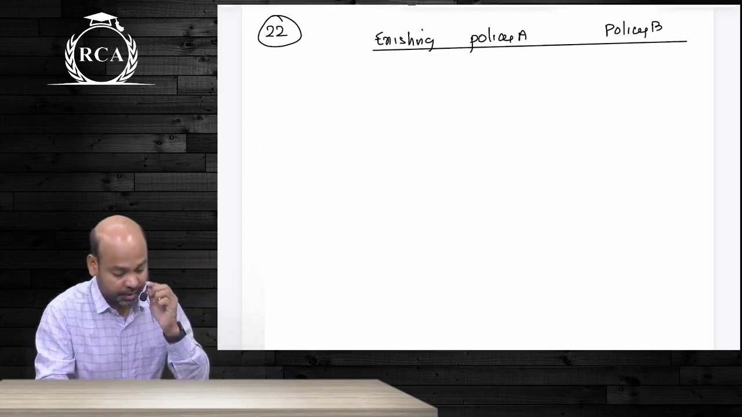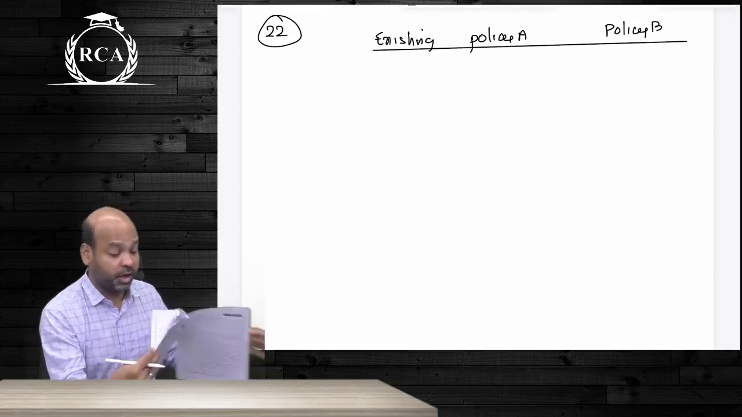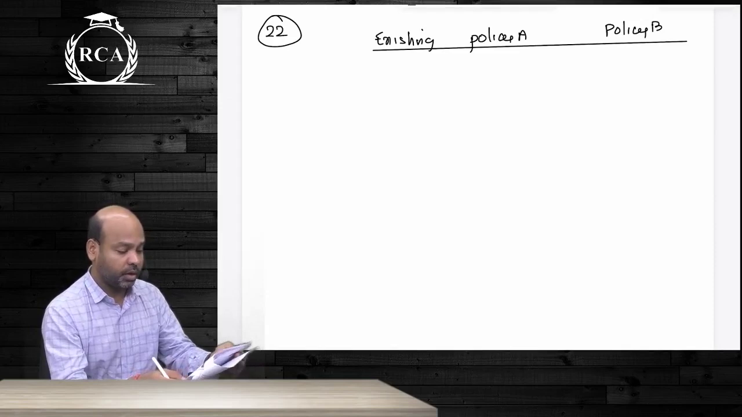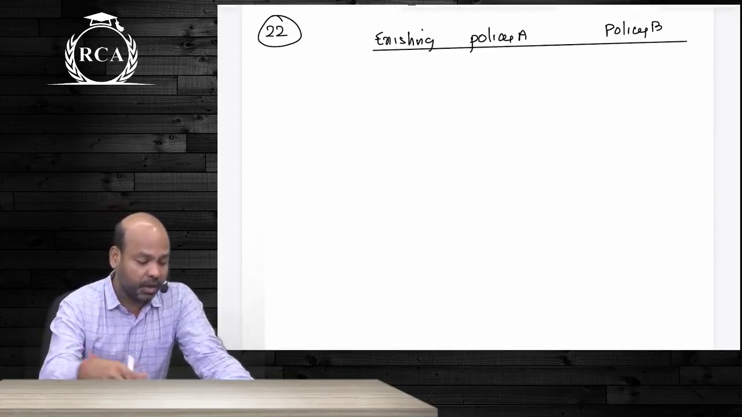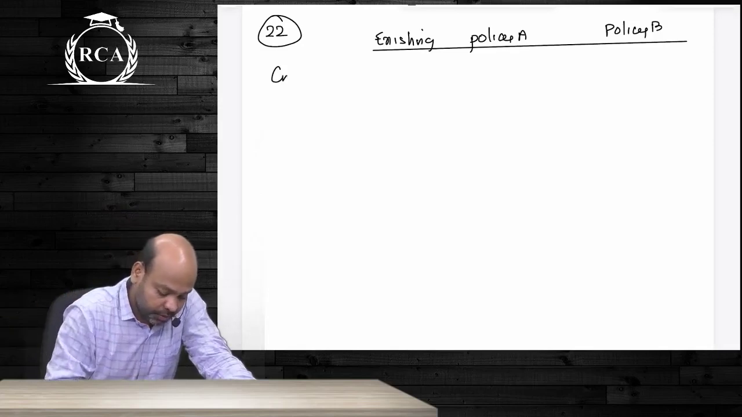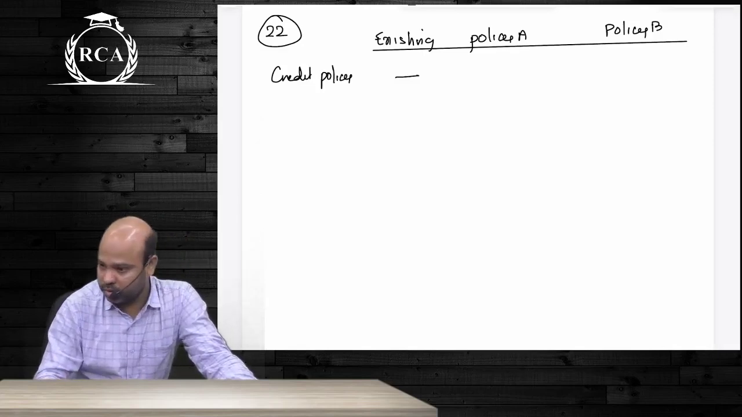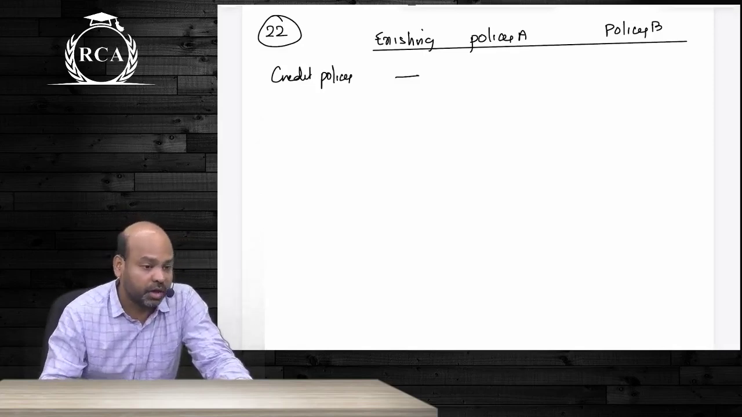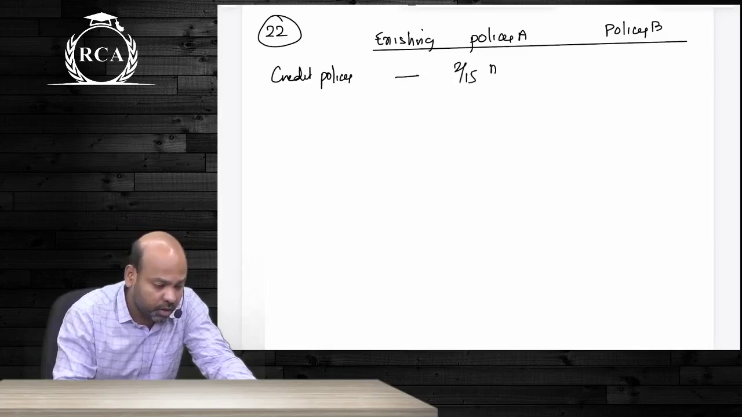Is there any cash discount in the existing policy? Does the question talk about cash discount anywhere in the existing policy? It only says that we are extending a credit of 60 days as such, guys. But they are paying in how many days? I'll write credit policy. Though we are giving a credit of 60 days, guys, I'll not write that. Here it is 2 by 15 net 60.